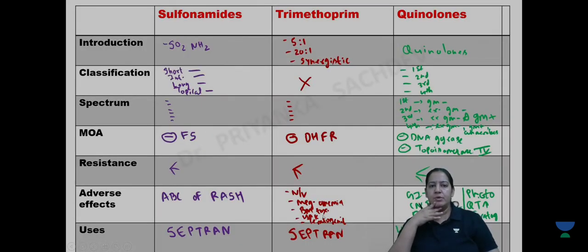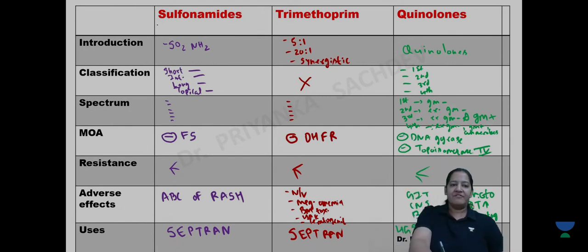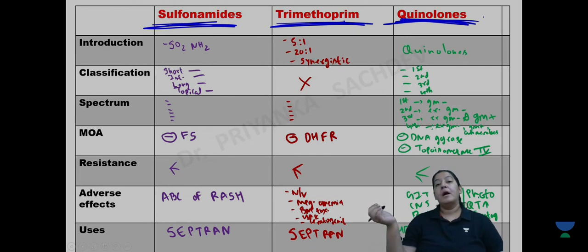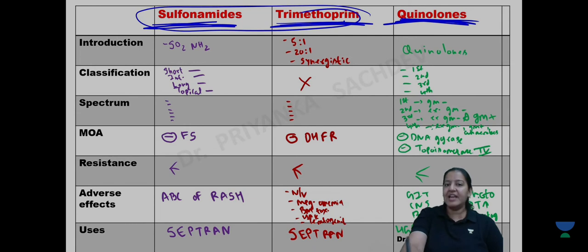Can you see that 3 chapters are completed from my side? The first chapter was sulfonamide. The second chapter is trimethoprim. The third chapter is quinolone. We have completed 3 chapters in antimicrobial drugs. All the 3 are nucleic acid synthesis inhibitors. The first 2 are indirect inhibitors and the third one is a direct inhibitor. Right? So, introduction.